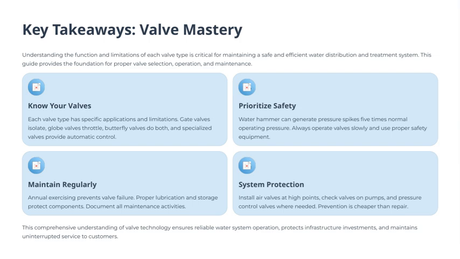Knowing your valves is fundamental. Each type has specific applications and limitations. Gate valves are great for isolation. Globe valves are used for throttling. Butterfly valves handle both functions, and specialized valves provide automatic control. Understanding these differences helps us select the right valve for each situation, ensuring safe and efficient operation.